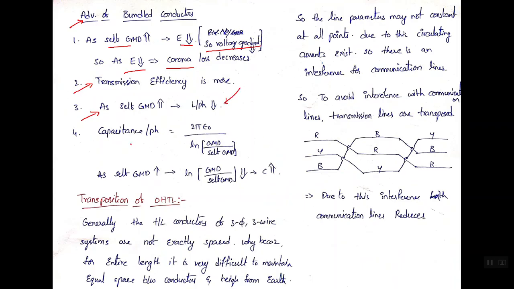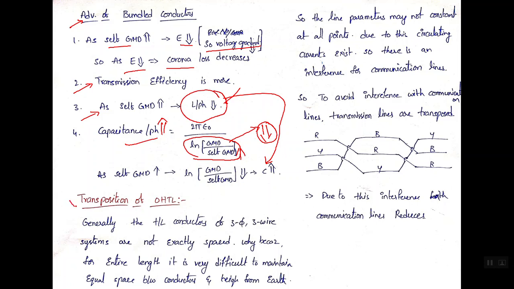And we have the formula for capacitance also. Capacitance is inversely proportional to ln of GMD by self GMD. Here, self GMD increases, which means this total ln term will decrease. The total denominator decreases, which means the capacitance increases. So we can say that due to the bundle conductor, inductance decreases and capacitance increases. That means the voltage profile improves.